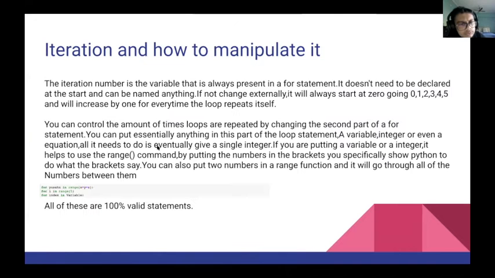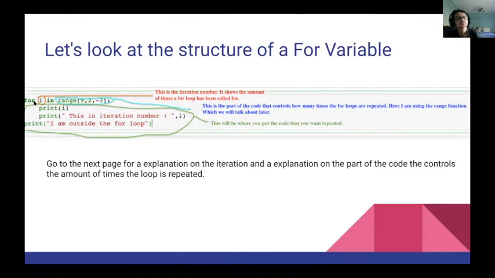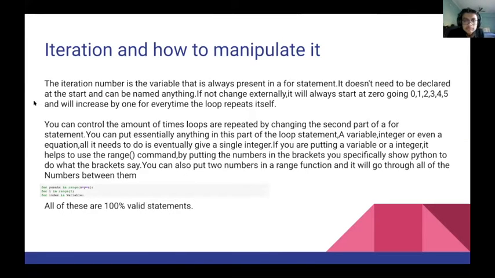So now, the iteration number is a variable that is always in a for statement. It doesn't need to be declared at the start and can be named anything. If you do not change it externally, it will always start at 0. Like I said, I just said all of these things.